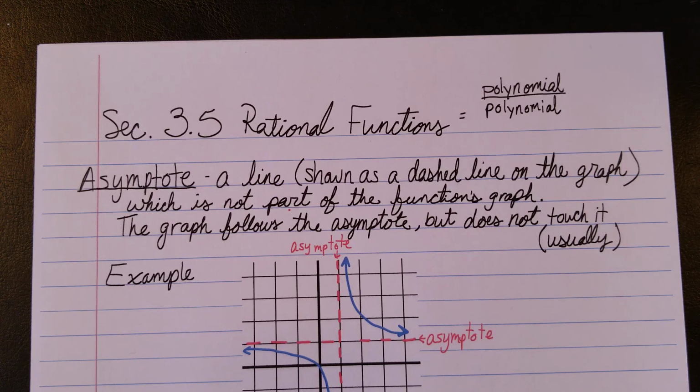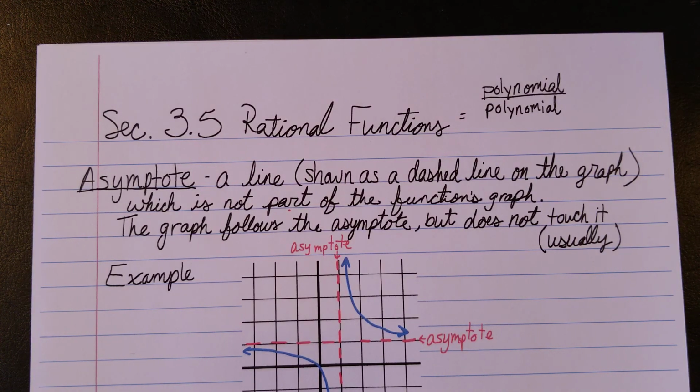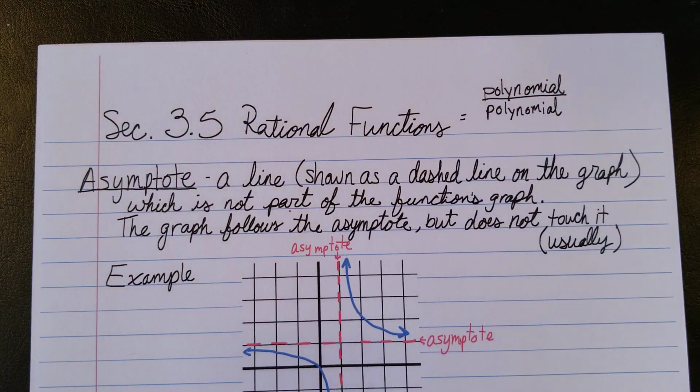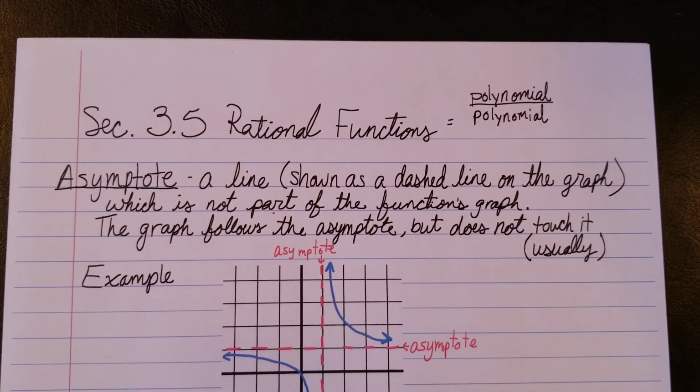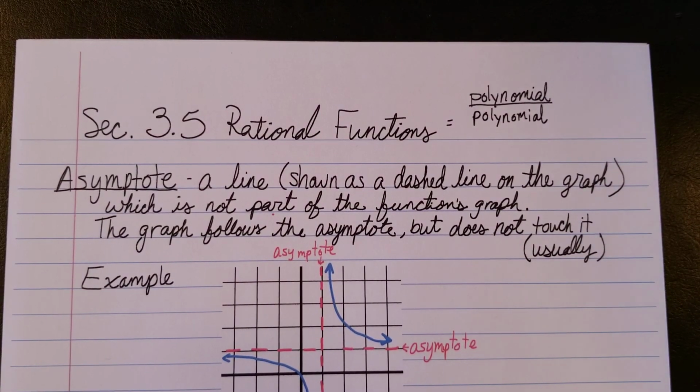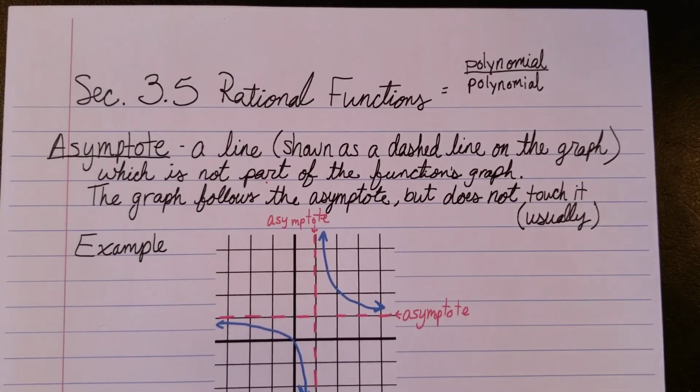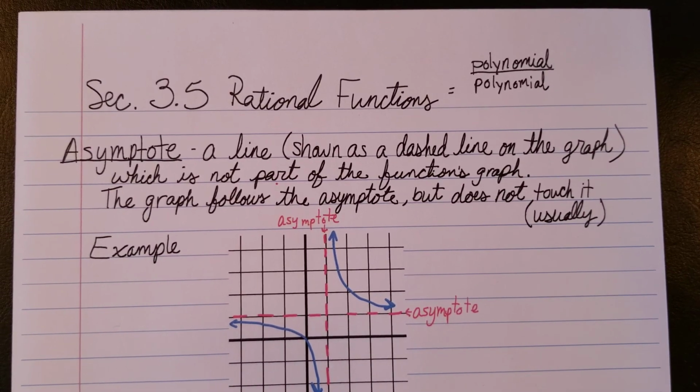Section 3.5 is about rational functions. A rational function is one in the form of a polynomial over another polynomial. We're going to be talking a lot about graphing these things.